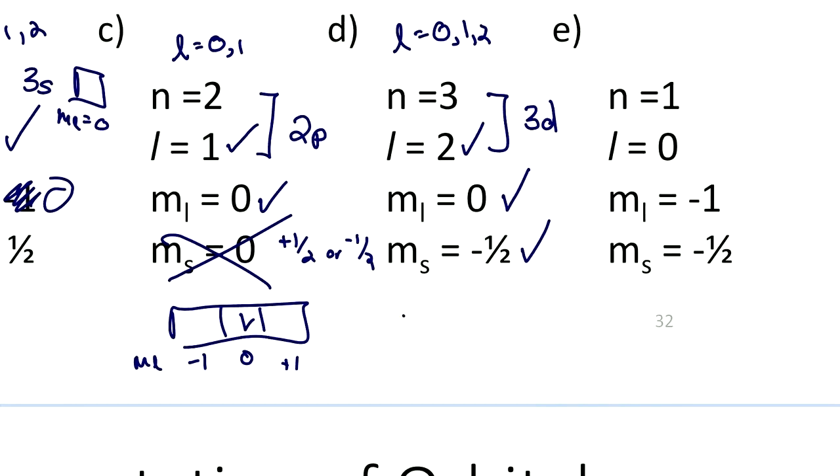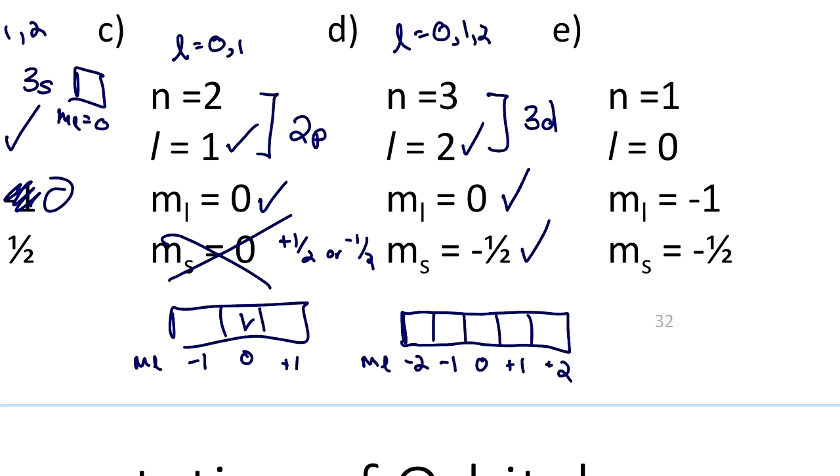A 3D subshell has how many boxes? 5. So 1, 2, 3, 4, 5. Each of those boxes is one of its possible ML values. So we have -2, -1, 0, +1, +2. We're just going to put an electron in ML equals 0 with its spin down. So it's going to look like that, and that's okay. We can do that. Okay. All right, the last one.